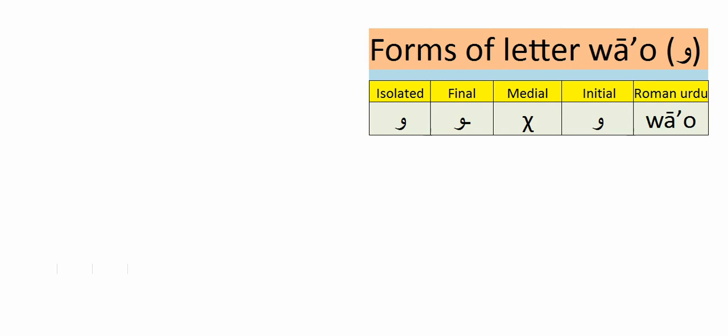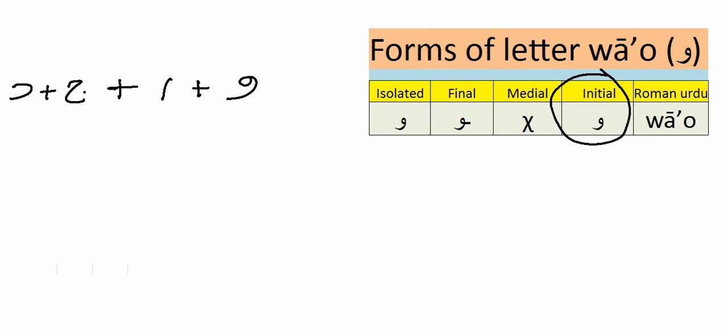Now we will write some letters and make a word where we will see the waw letter at initial, meaning how we can use waw initially. So for example, I will write waw, then alif, then jim letter, and at the end I will write dal. When we connect and join these letters, we will get the word Wajid. Wajid is just a noun, the name of a person.